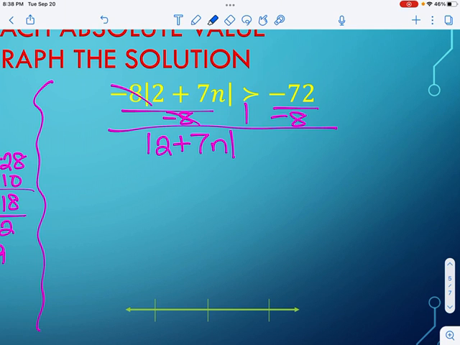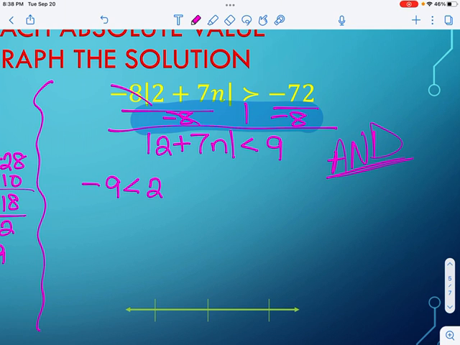Now, be careful here because we divided both sides by a negative, which flips the inequality symbol and makes it a 9. Now, since it's a less than symbol, that means it's an and statement that we're going to be working with. So we break it out. So we go -9 is less than 2 plus 7n, which is less than 9.